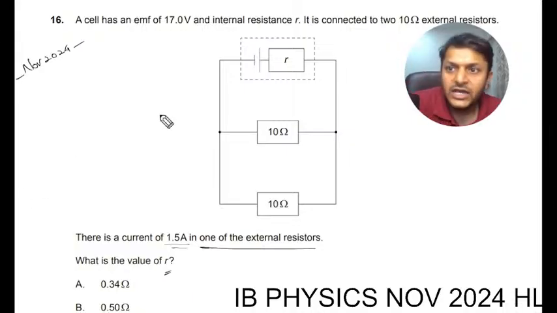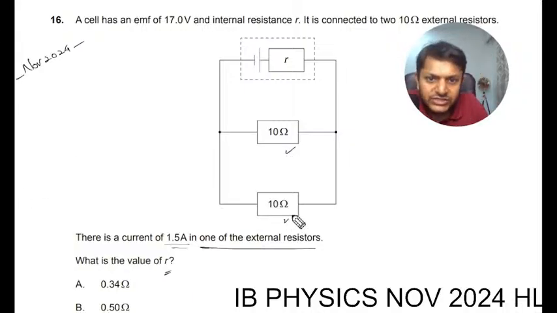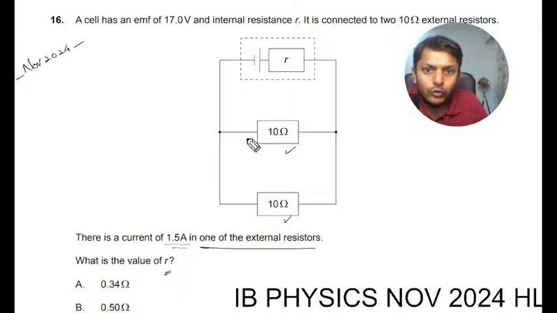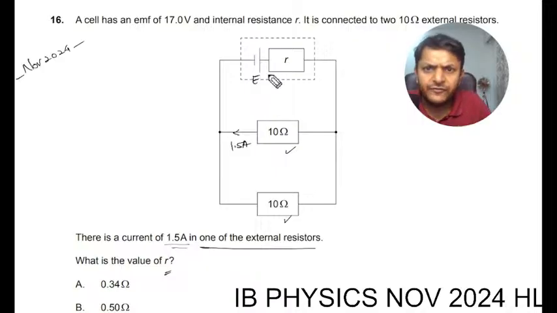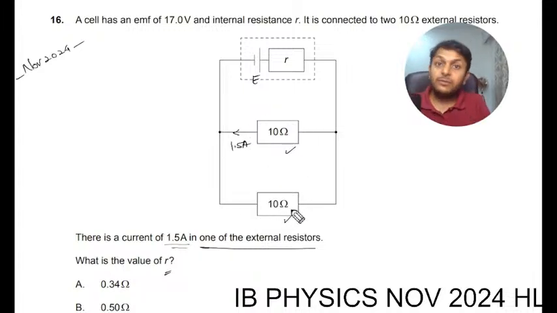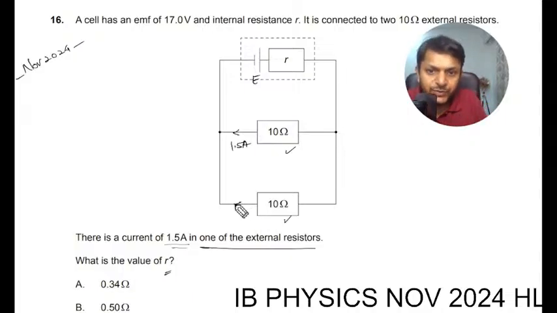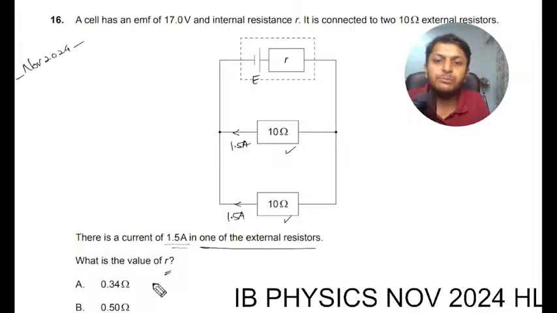So listen to me. It is given this is 10 ohm, this is also 10 ohm, and one of the 10 ohm is getting a current of 1.5 amperes. Whatever happens to the battery here, the EMF is E, the internal resistance is R. If this 10 ohm and this 10 ohm are in parallel with each other, they will have the same potential difference across both of them. And because they have the same resistance, they will have the same current passing through them. So even this will have 1.5 amperes.